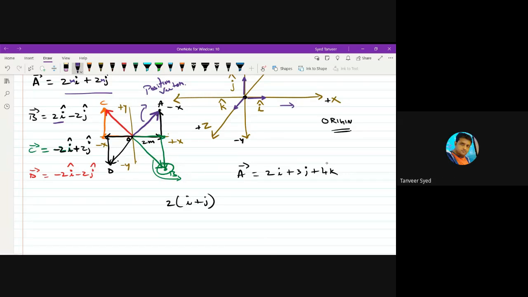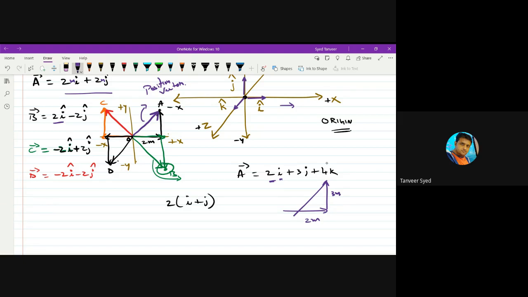The vector 2i plus 3j plus 4k tells you that you start from the origin, go 2 units along the i direction like this, go 3 units along the y direction like this, then go 4 units along the z direction, which will be out of the plane of the screen, which I cannot show here. We should visualize it.